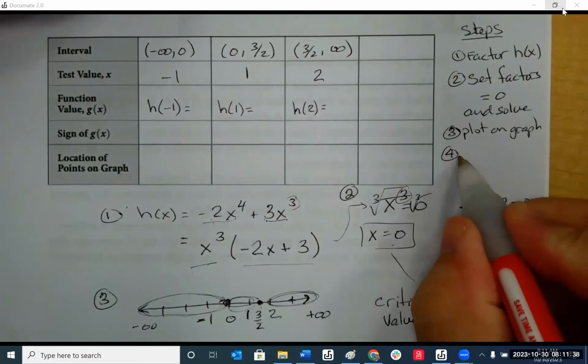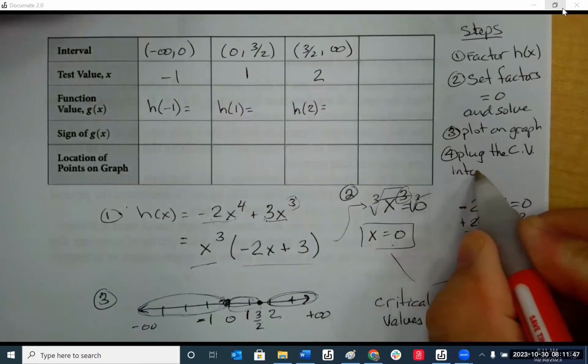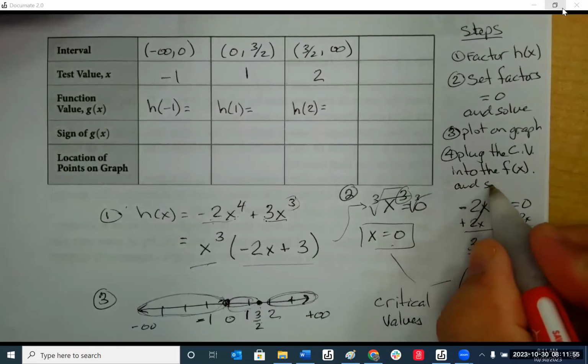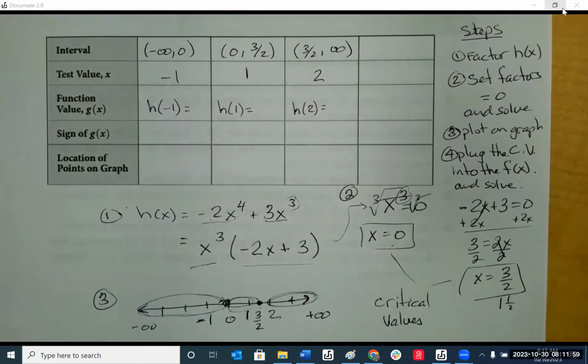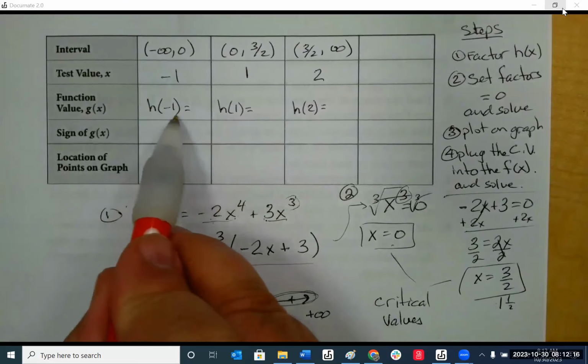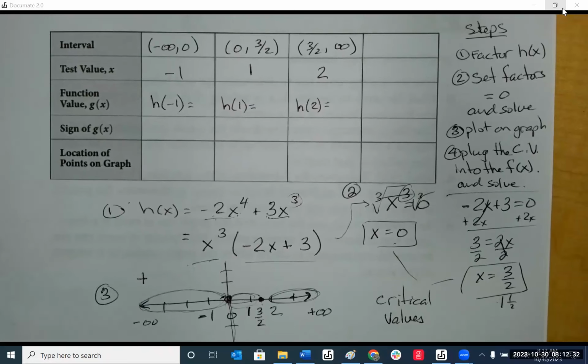So step 4, plug the critical values into the function and solve. Because all we're looking for here, the value is really irrelevant, but we're going to need it to graph anyway. So that's the only real purpose of it. What we're going to do when we plug this value in is see if it's positive or negative. If it's positive, it'll be above the x-axis. If it's negative, it'll be below the x-axis. There's the y-axis. So that's what we're looking for. We're seeing if the graph is above or below the axis in each of these intervals.